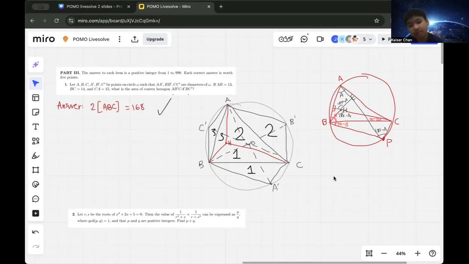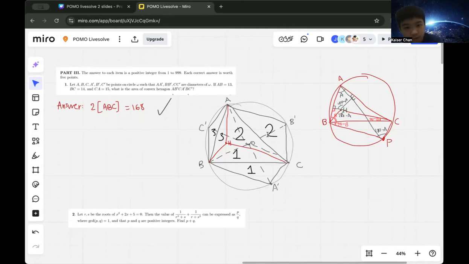I think people can meta solve this by considering ABC to be equilateral, solving the problem, and then guessing that it's twice the area. But here we present the actual solution.